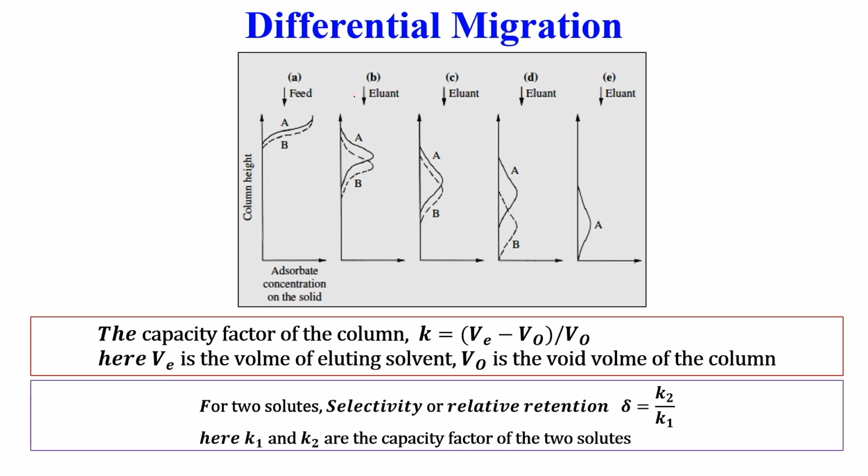You are adding the feed first, then you are passing the mobile phase, which you are referring to as an eluent. So, what is happening in the feed? Both were at the same time, but when they are flowing they have different affinity for the stationary phase. So, with time we see first B will come out, then A will come out. So, it means A has more affinity in this case.